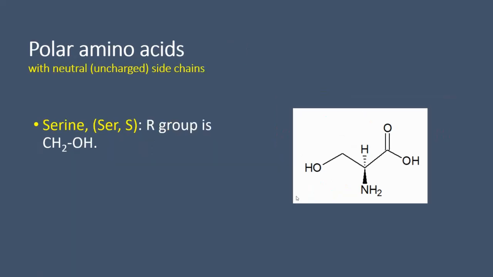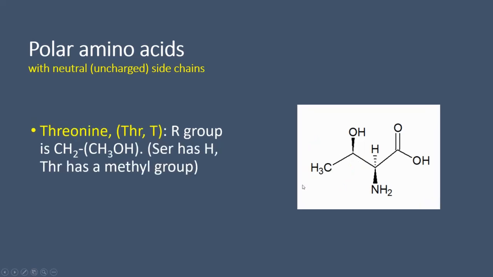And now we are going to look at polar amino acids with neutral or uncharged side chains. So the first one in this group is serine. The side chain for serine is as shown here. So it has a CH2 bonded to an OH functional group. Threonine is very similar to serine. The only difference is that in threonine it is CH3 instead of a hydrogen atom.